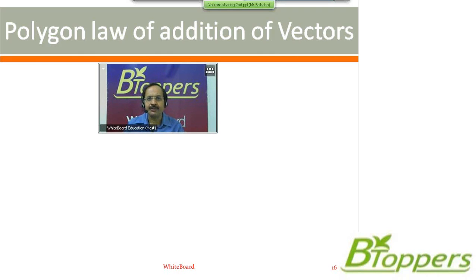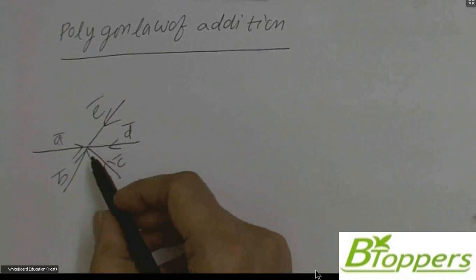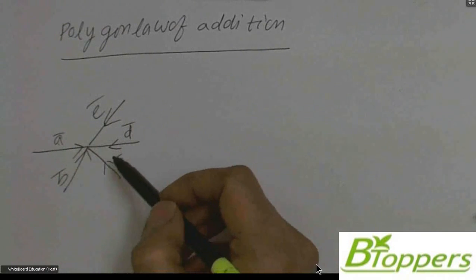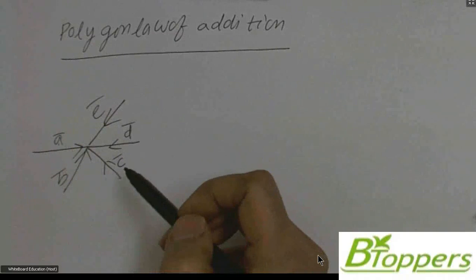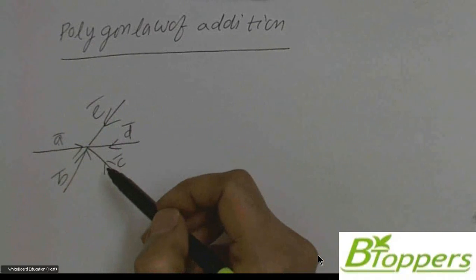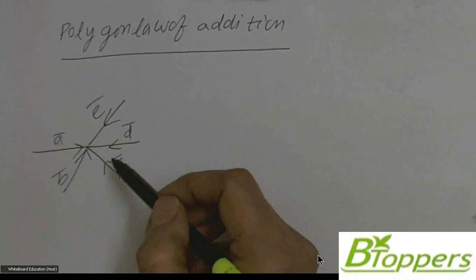But there is an alternate method to find the resultant of a number of coplanar vectors. This alternate method is the polygon law of addition of vectors. So now look at the screen here. As shown in the figure, let us suppose there are 5 vectors A bar, B bar, C bar, D bar and E bar, all of which lie in the same plane.